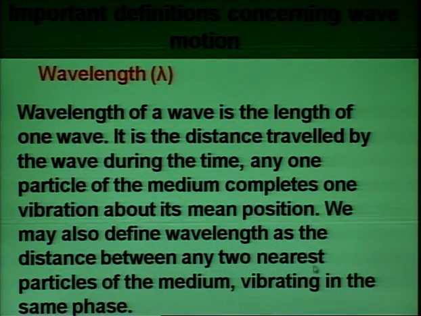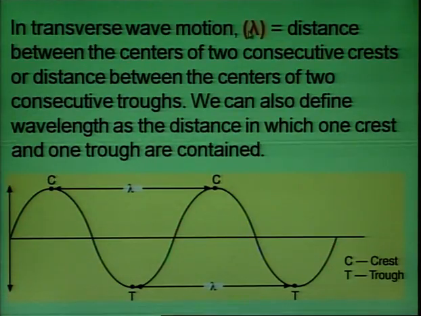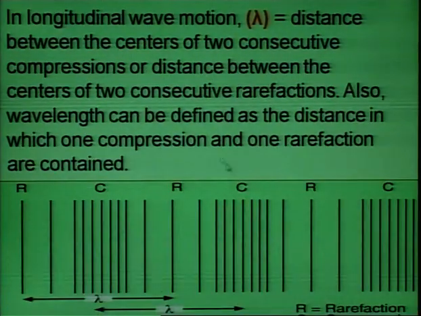We may also define wavelength as the distance between any two nearest particle of the medium vibrating in same phase. So दो nearest particle wave में जो same phase में हैं उनके बीच का distance is also wavelength. In transverse wave motion, transverse wave में lambda is distance between two consecutive troughs or two consecutive crests. In longitudinal wave motion, the lambda distance जो है wavelength, this is the distance between two consecutive rarefactions or two consecutive compressions.